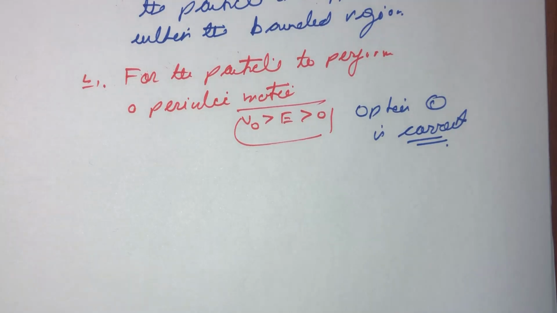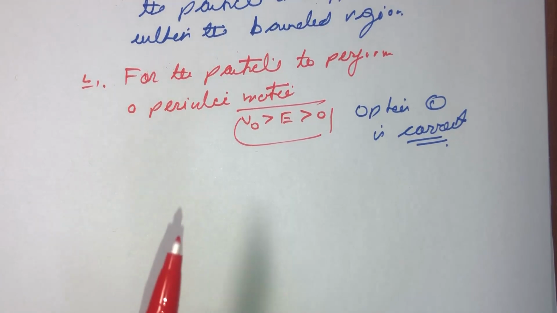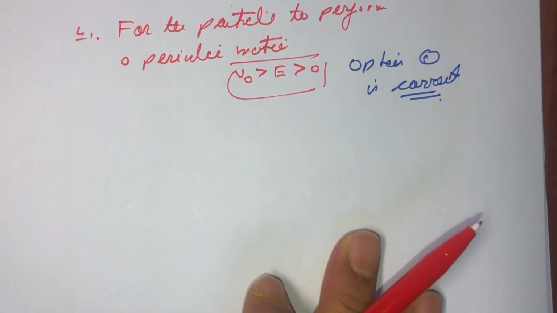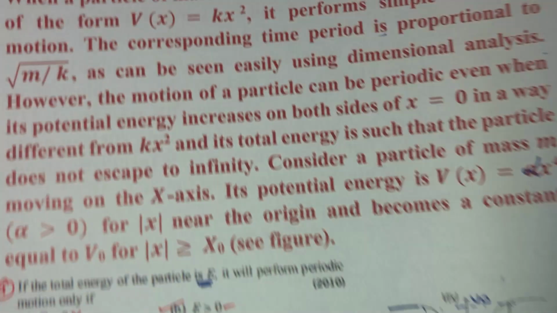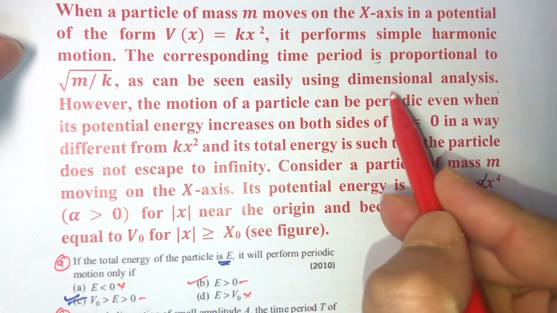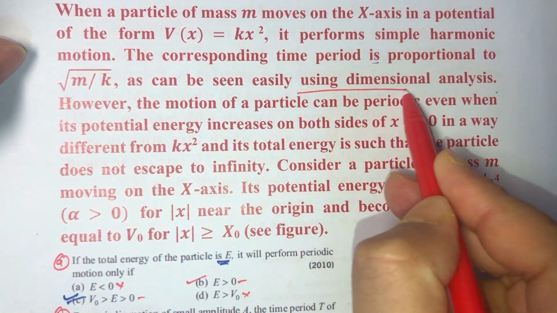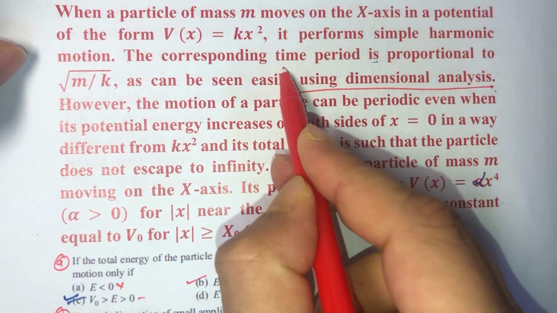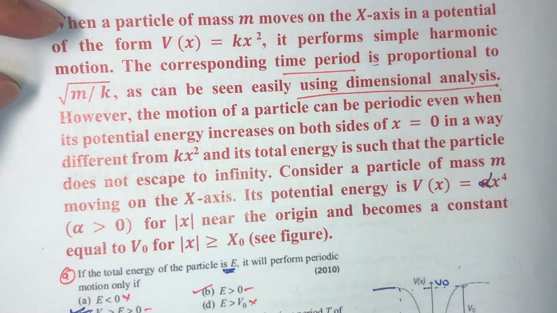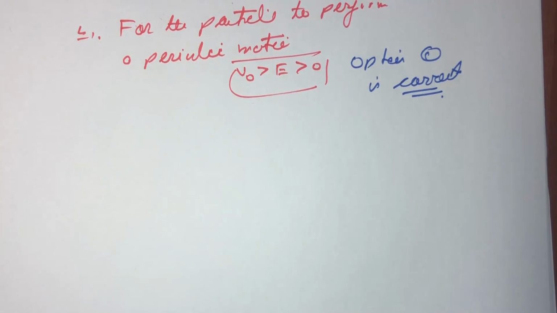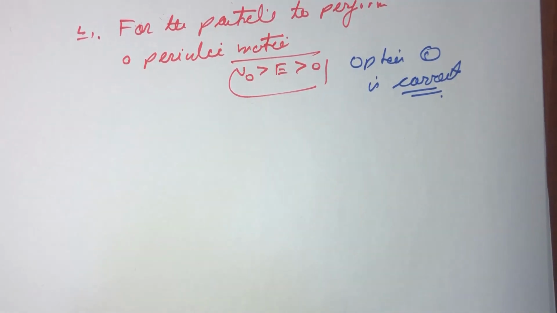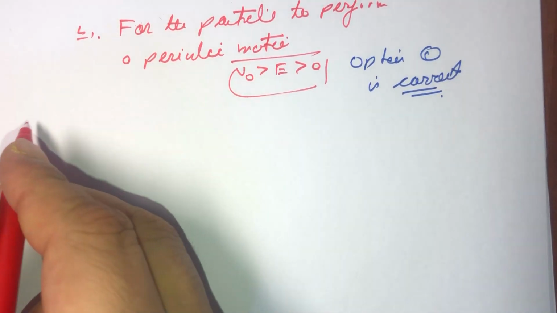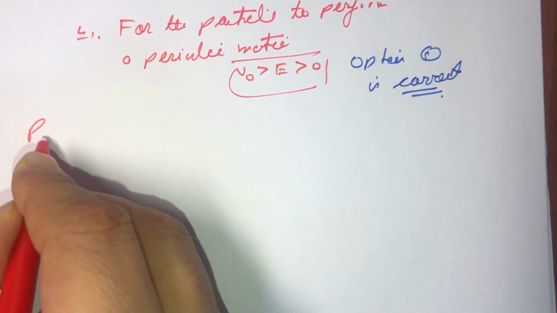So for this, in order to verify the relationship or find out the relationship, we can simply use dimensional analysis, as there is also a hint given in the question itself. It says, by using dimensional analysis. So we are going to make use of this hint given in the question and try to verify what is the relationship of the time period.